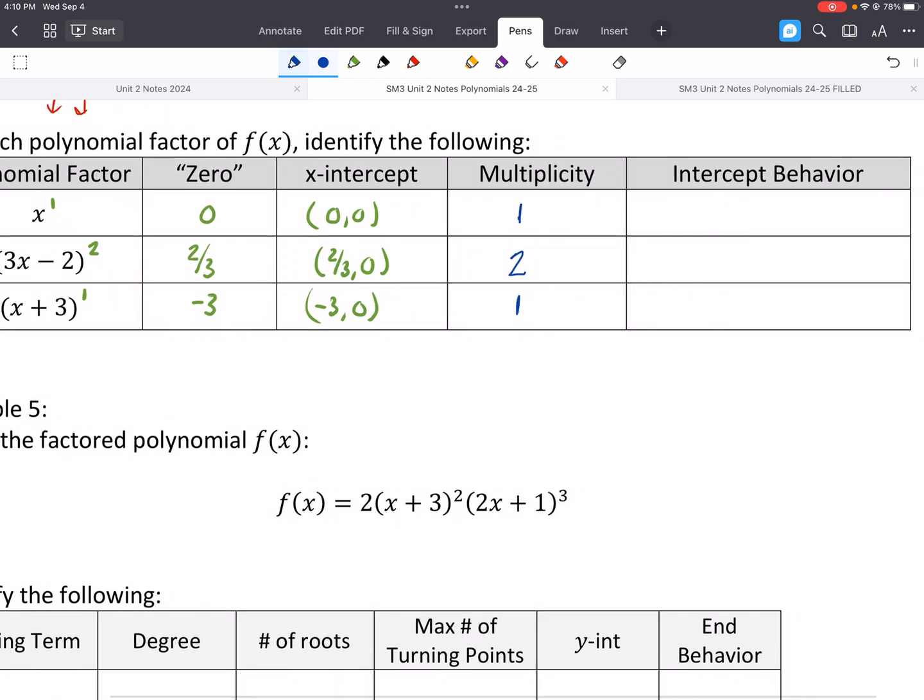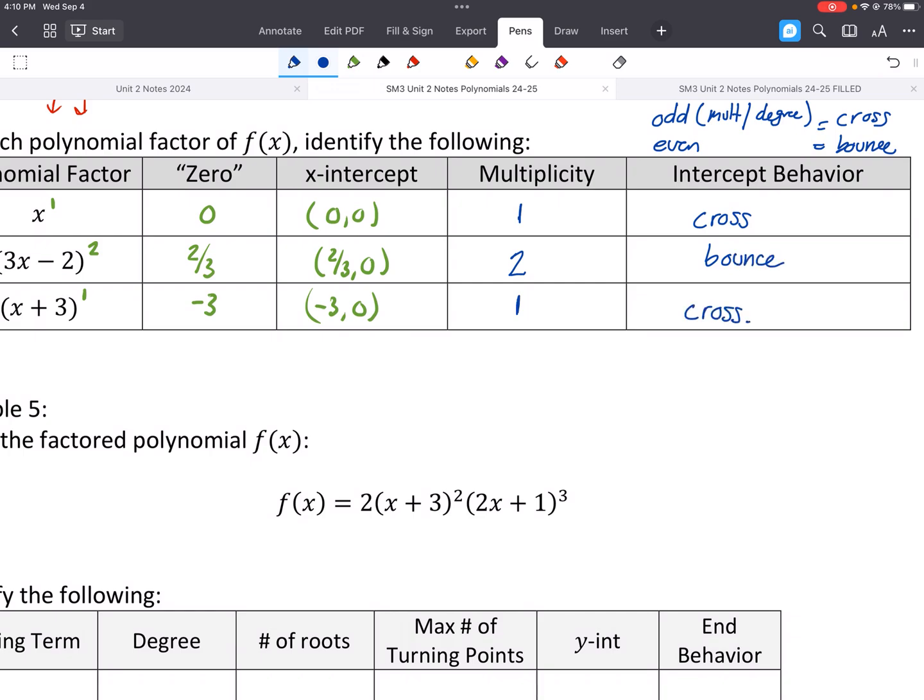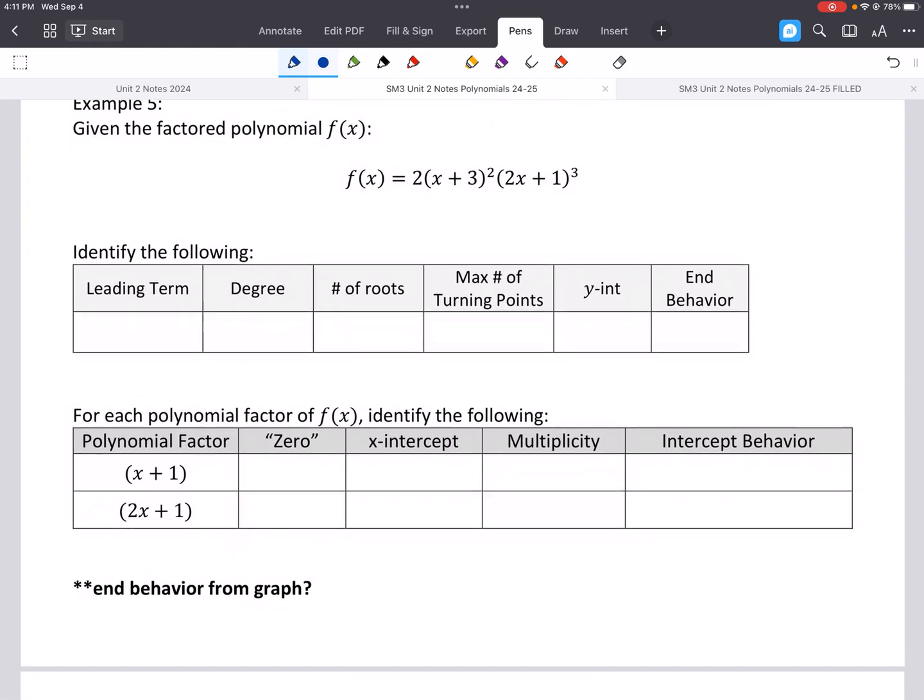And then intercept behavior, again, if the degree or the multiplicity, or I could say the exponent, is odd, then it's going to cross. If it's even, then we would end up with a bounce. I guess we write that here. So we have cross, bounce, bounce, cross. Okay. All right, let's do one more example.